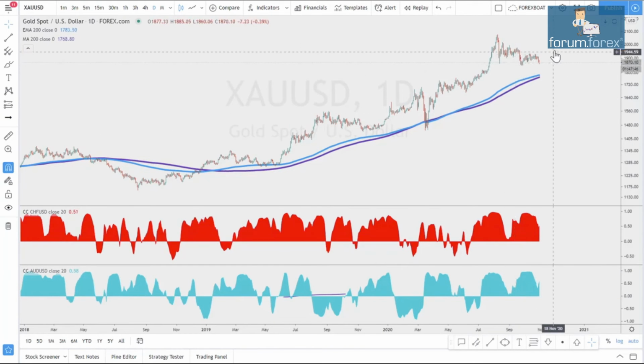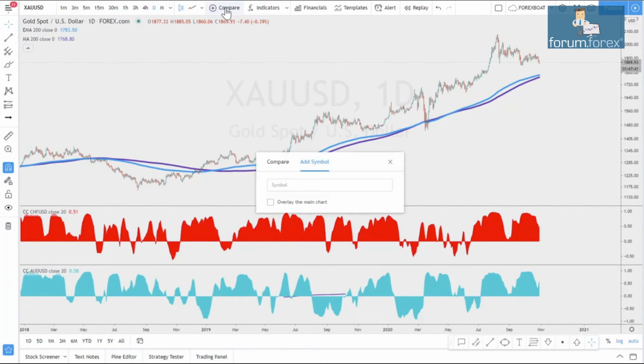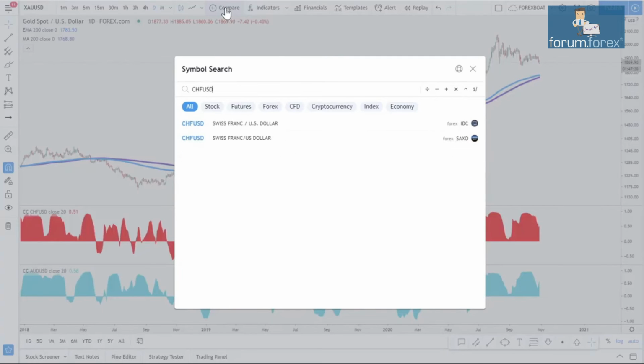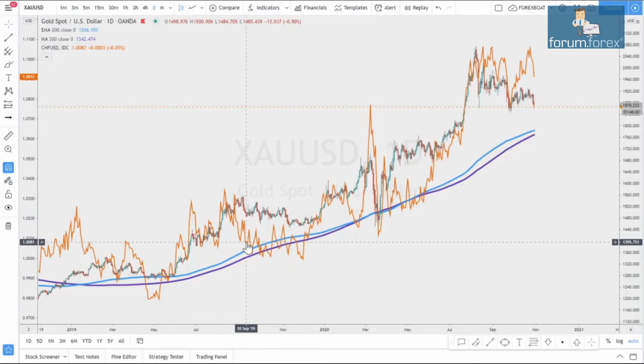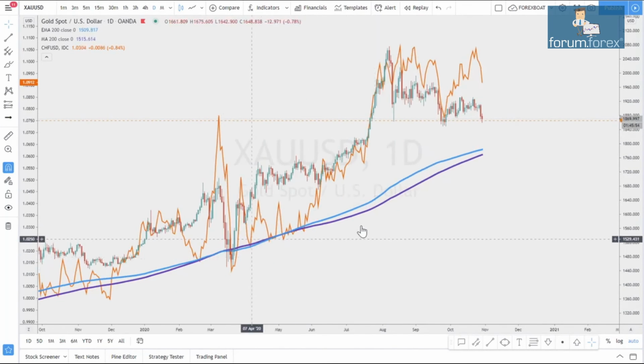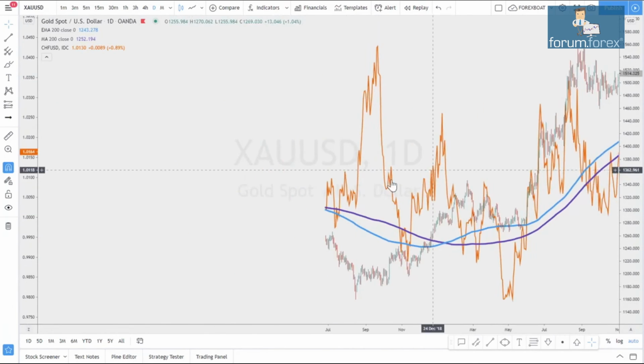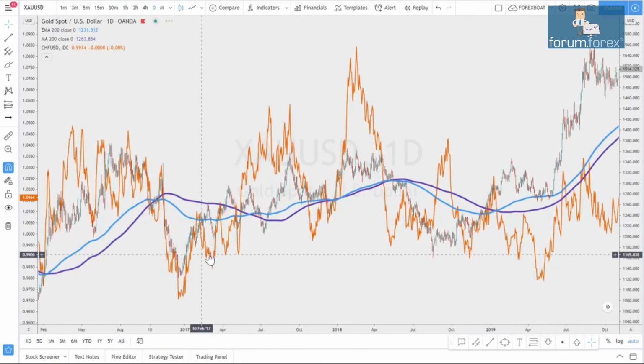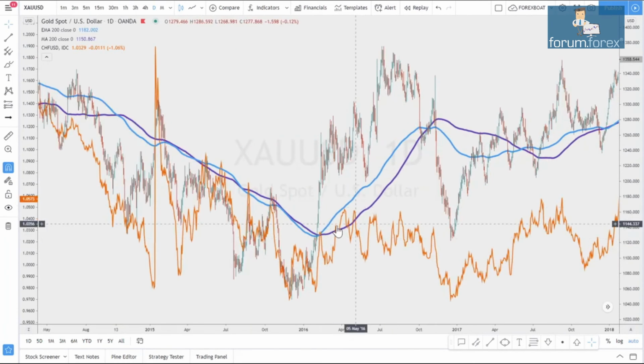So while gold goes up, Australian Swiss franc also goes up. So let's compare and see what will be the case. So Swiss franc USD, we can see that this is the Swiss franc versus dollar, which is orange, and the gold basically is the regular chart. We can see how they correlate to each other, and this is quite a strong correlation if you ask me.